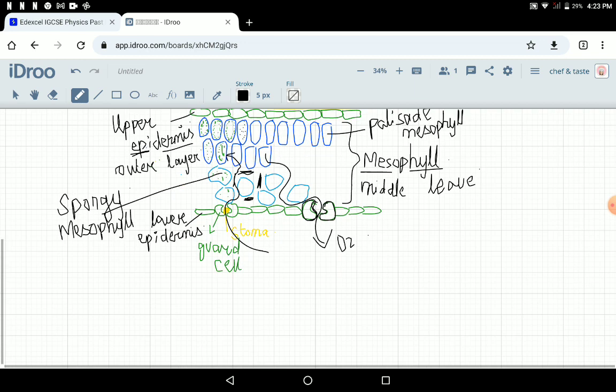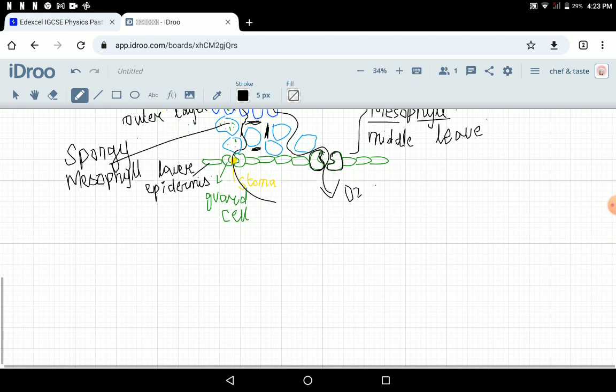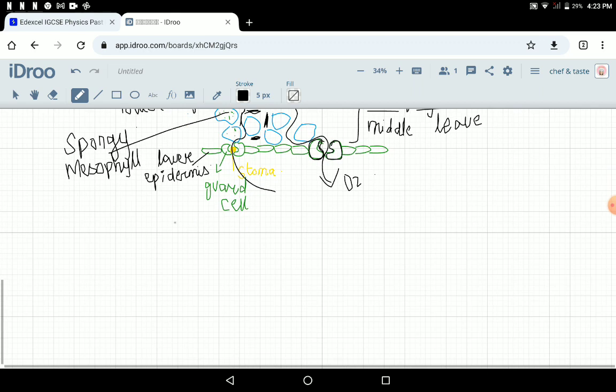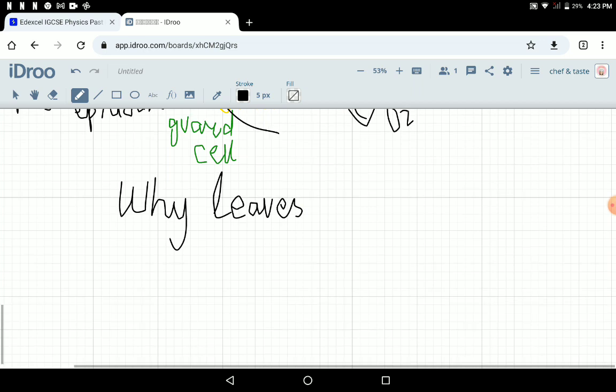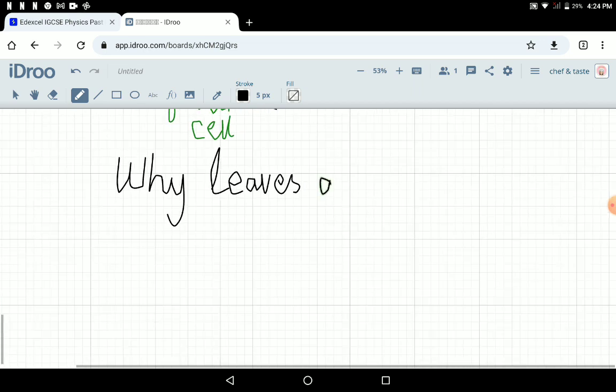After this we will discuss the different features of why leaves are adapted for photosynthesis. This is a very favorite question from an exam point of view. They usually ask what are the features which make leaves adapted for photosynthesis. Why are leaves adapted for photosynthesis?